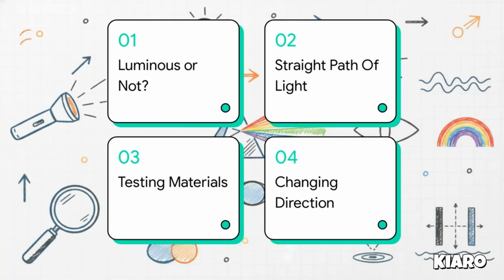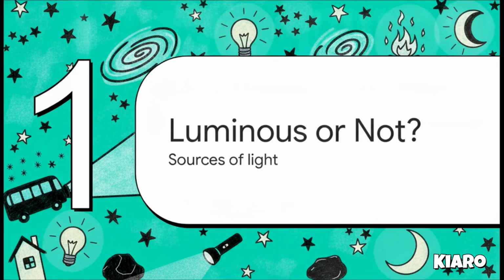So, here is our game plan for the lab today. 1. Luminous or not. 2. The straight path of light. 3. Testing materials with light. And 4. Changing direction with mirrors. All right, let's kick things off with Section 1, Luminous or Not, Discovering the Sources of Light.